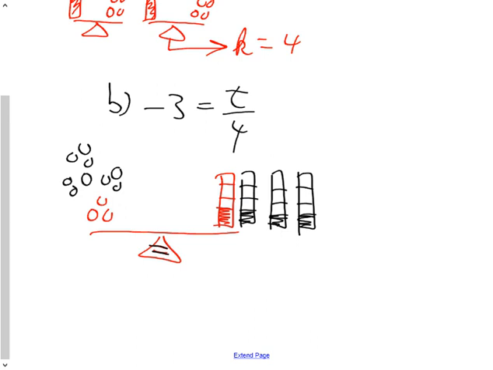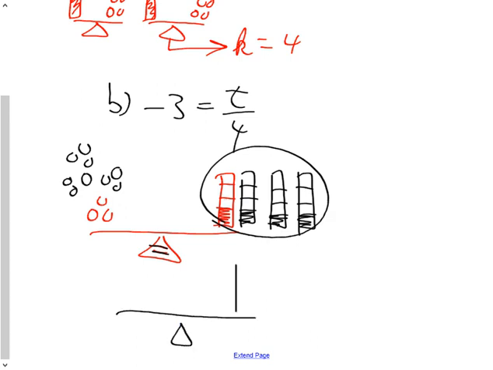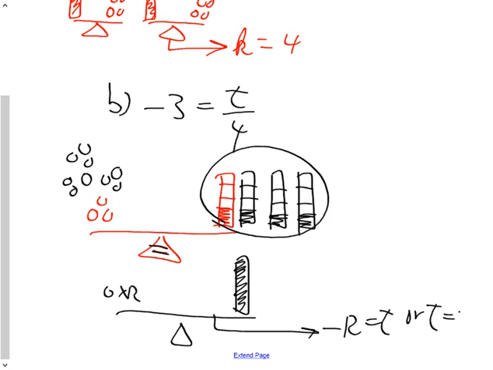And when I think about what these 4 quarters would equal, from a balancing standpoint, it would equal a full t. And over here, I'm not going to draw it out again, but I'm going to have 12 negatives. So what this says, if I interpret the scale, is negative 12 is equal to t, or if I flip-flop it, t is equal to negative 12.